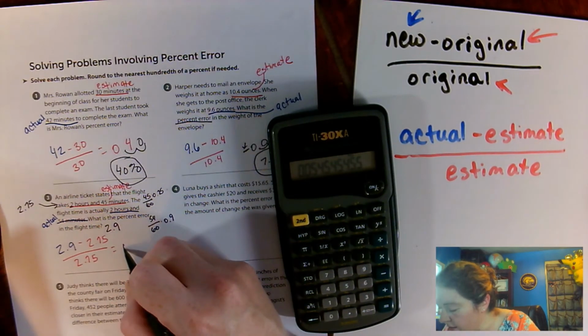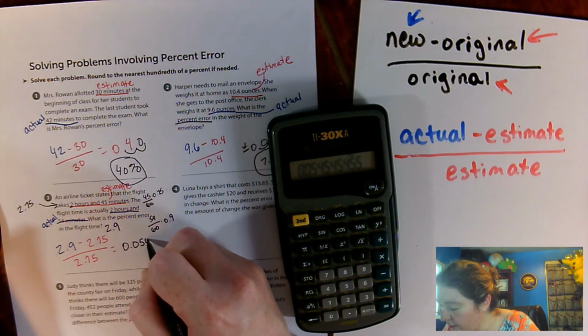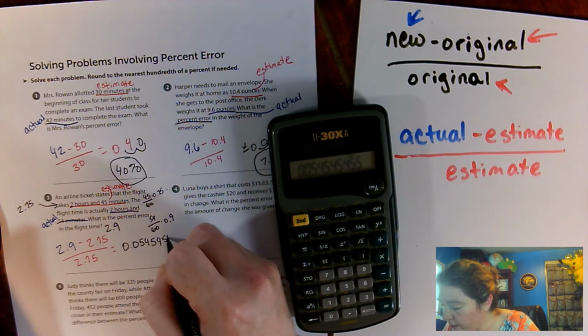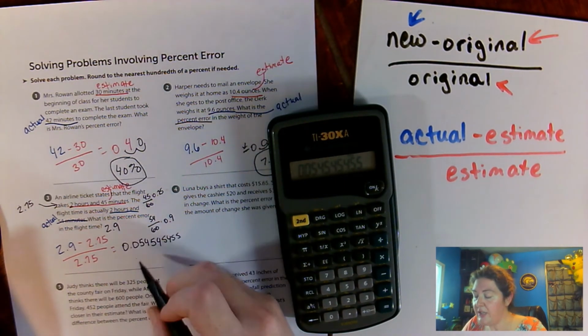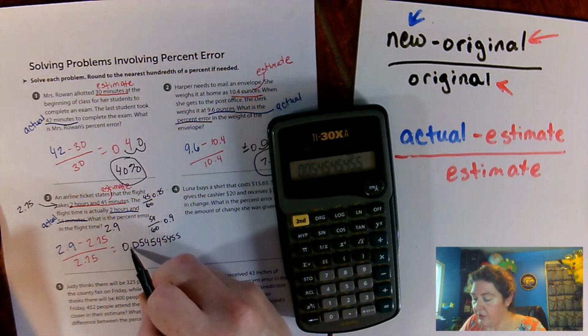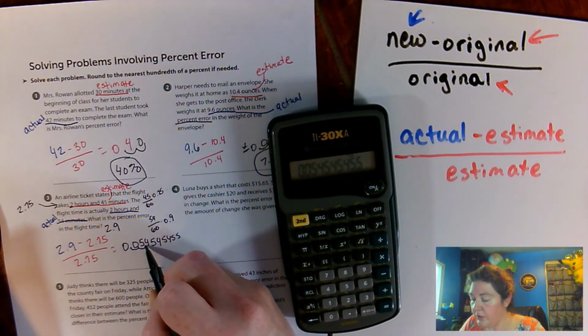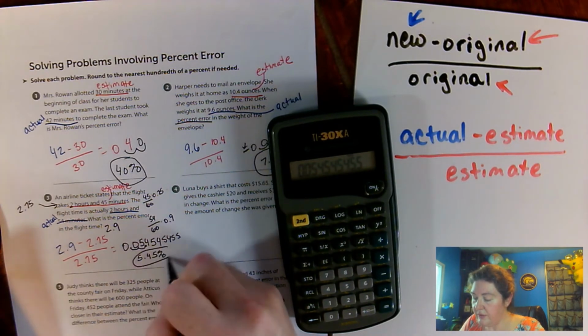I get 0.054545555. I don't need all that. I know how to change this into a percentage. I know that I need to move my decimal 2 places. I get 5.45%, and that is my answer.